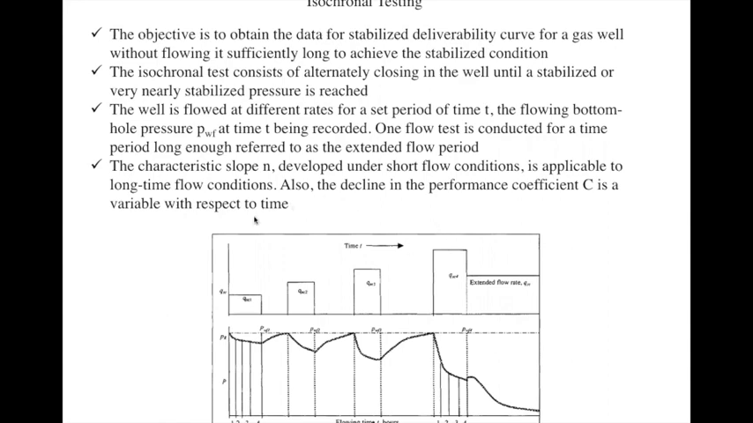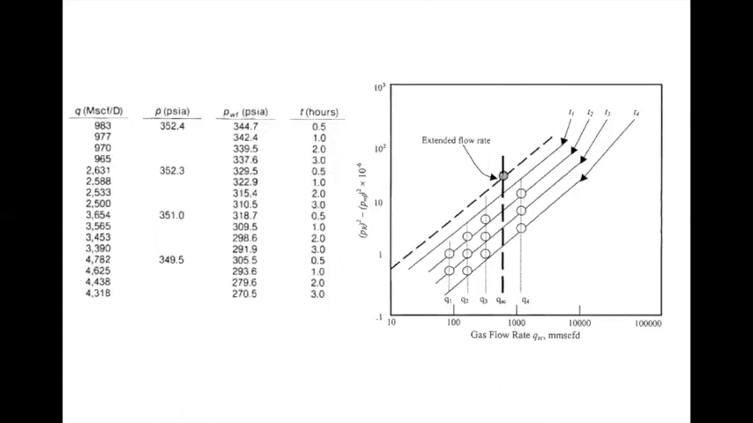You see that this is a typical isochronal curve, and for each test at different times the c value will change, however the value of n, that is the slope, will not change. Okay, let's go ahead and discuss this isochronal testing.